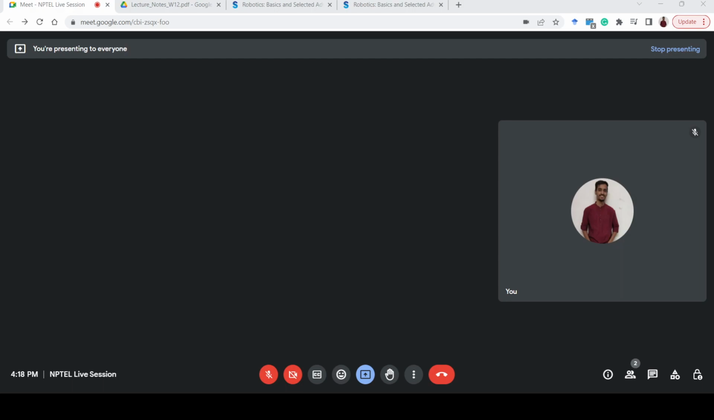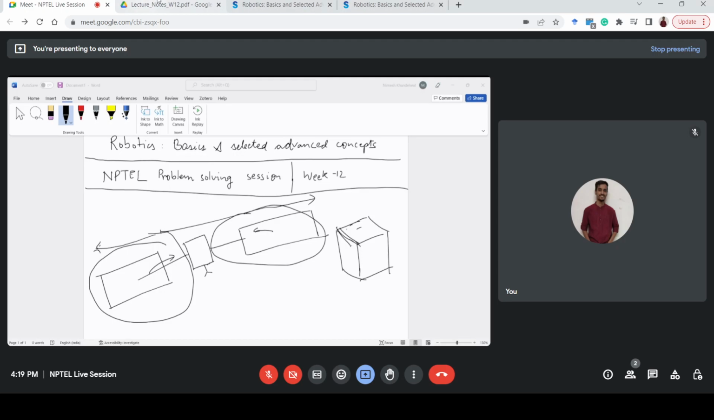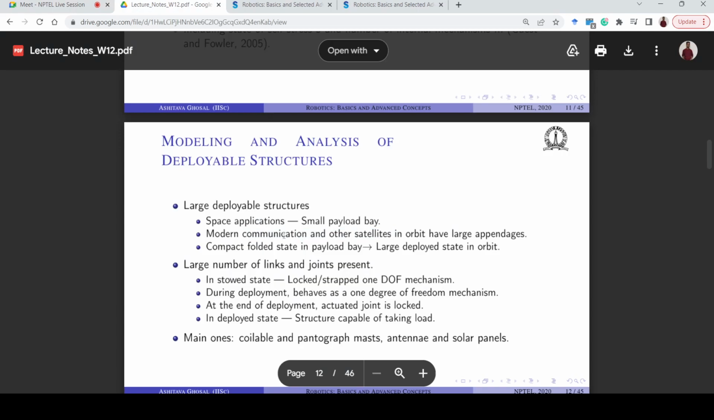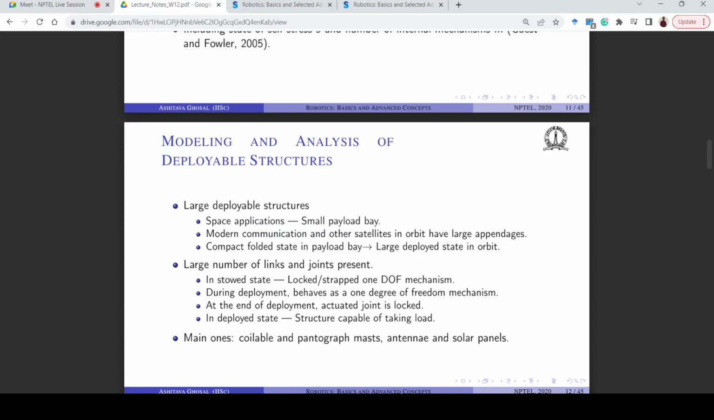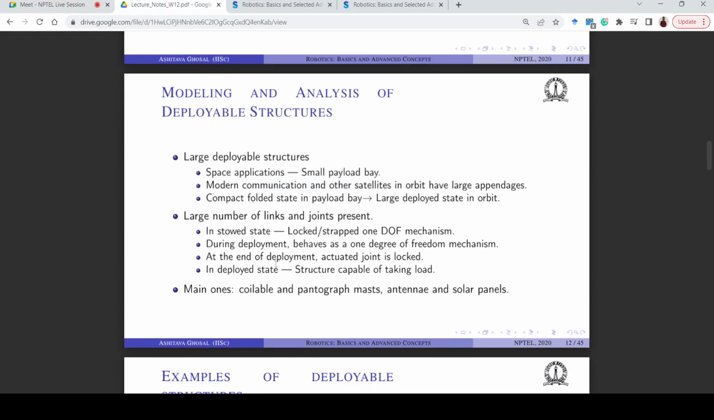Because again, the space is limited in space vehicles. So these kind of appendages need to be folded before they can be sent. And this kind of mechanism that helps you fold and release links or different parts of the same mechanism leads to an over-constrained system.